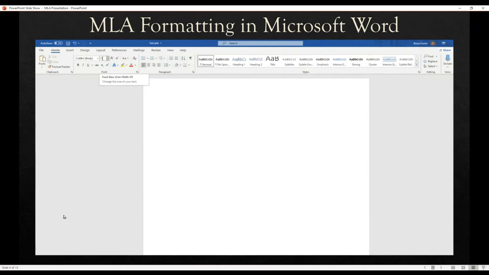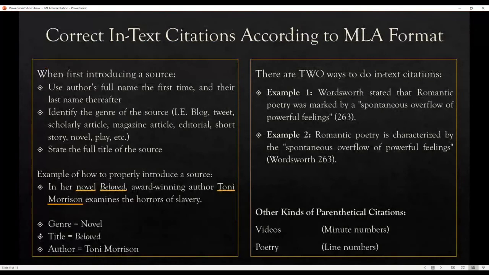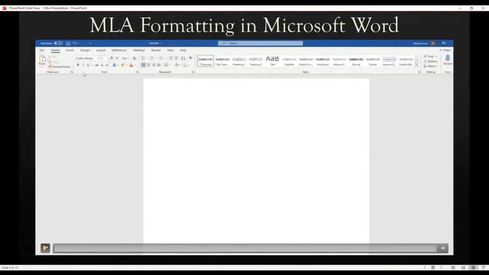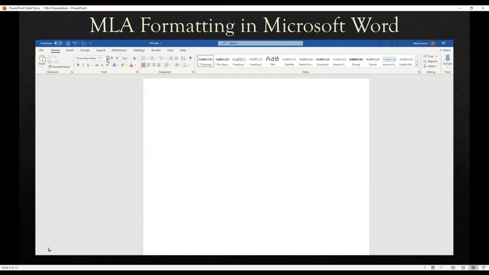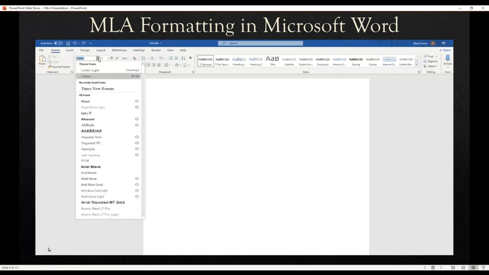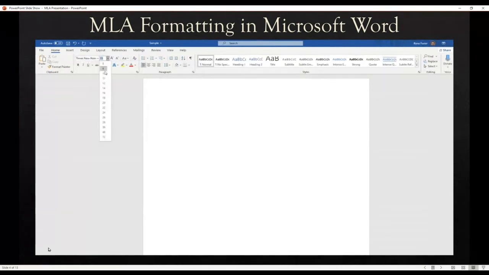Now, as you can see in the top left, Microsoft Office is set to Calibri and 11-point font. Now, according to MLA standards, it should be a Times New Roman 12-point font. What you can do every time you open a Word document is set it to that. But of course, every time you open it again, it'll reset itself back to Calibri and 11-point font.